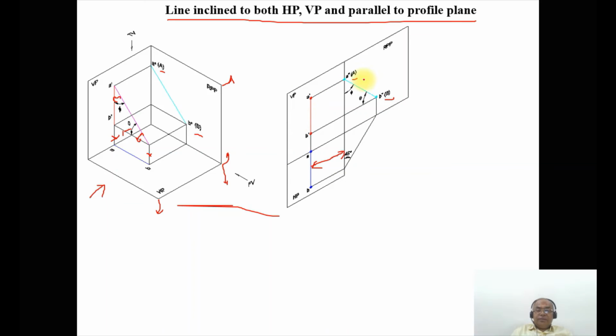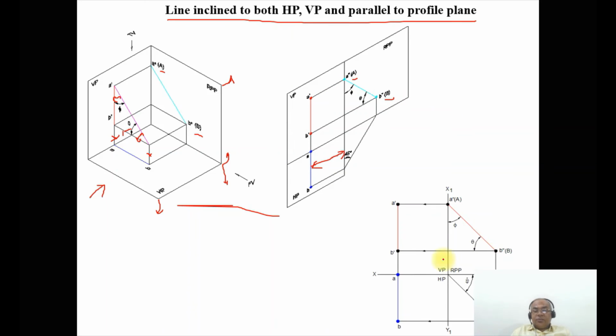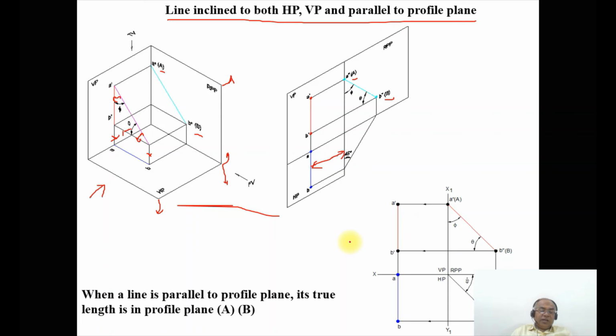So this is how you will be able to analyze, and this is the final orthographic view which you can write. Also the same thing we have explained here. Here the line is on VP and it is above HP. So this is how you will be able to analyze. You can see when a line is parallel to the profile plane, its true length is in the profile plane. So you are going to get capital A and capital B in the right profile plane.